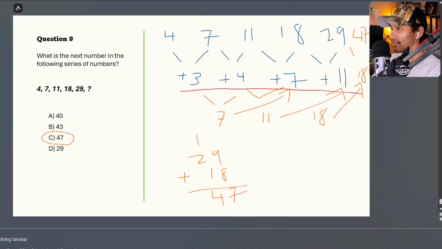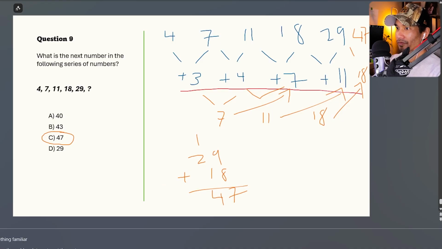So it's C. So this one is hard because you have to find the differences in the first series, right? Find the difference right here. And then you'll identify that these numbers added up equals the next number. 3 plus 4 equals 7. 4 plus 7 equals 11. 7 plus 11 equals 18. Take this 18, and add it to 29 to get the next term.